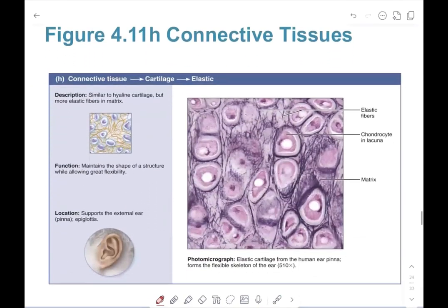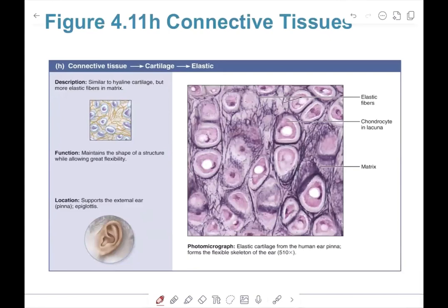The second type of cartilage is elastic cartilage. Again, this is not the same thing as dense elastic connective tissue. And you know that because there are the chondrocytes in the lacuna. But since it's elastic, it's going to have predominantly elastic fibers. So it's going to look quite a bit different. It's similar to hyaline cartilage, but there's more elastic fibers instead of collagen. It maintains the shape of a structure while allowing great flexibility. And one place we would find it is in the external ear, also called the pinna, and the epiglottis.